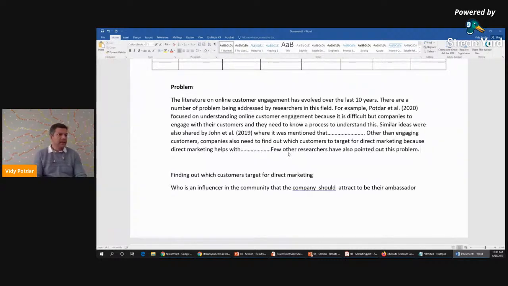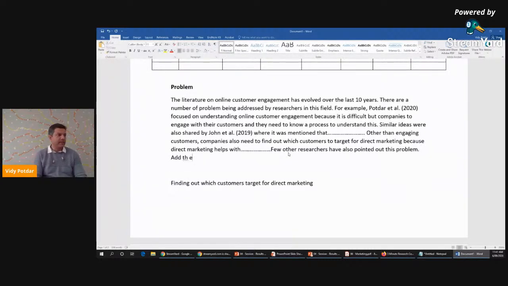Okay, and similarly, add the next problem and then the next problem. So let's get the problem summarized, problem listed. So these are the problems, and this is the order in which the problems have emerged in the academic work in this area, in this research.